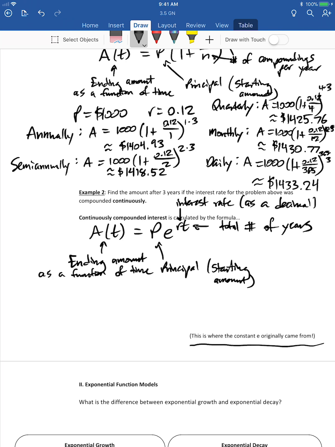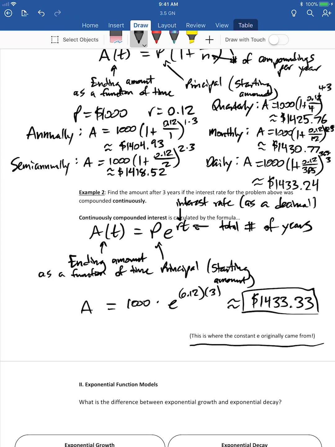All right, so they want us to find the amount after 3 years if the interest rate for the problem above was compounded continuously. So let's go ahead and try this. A equals 1,000 times e to the 0.12 times 3 power, which is about $1,433.33. So if I compound my interest as often as I possibly can, continuously, that's the maximum amount that I will get at 12% interest over 3 years.